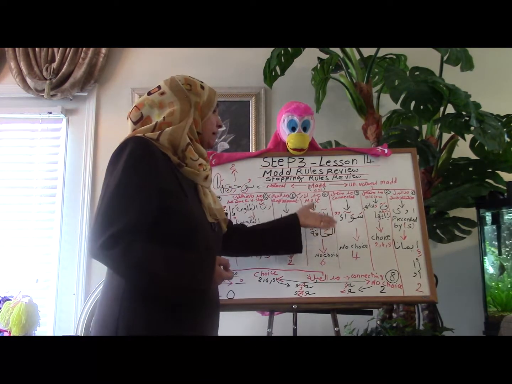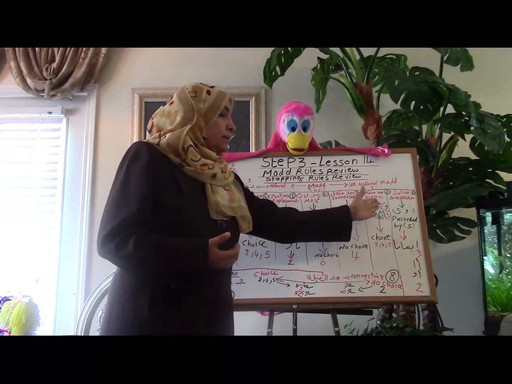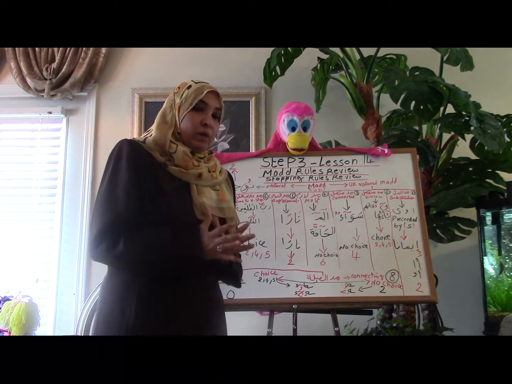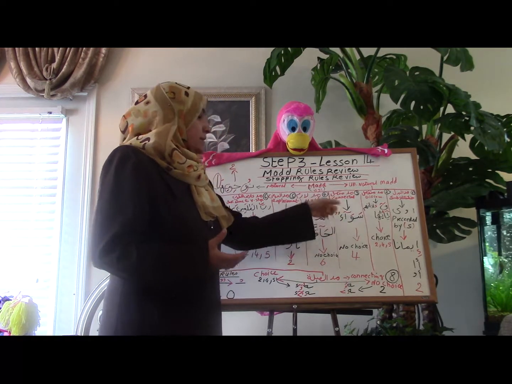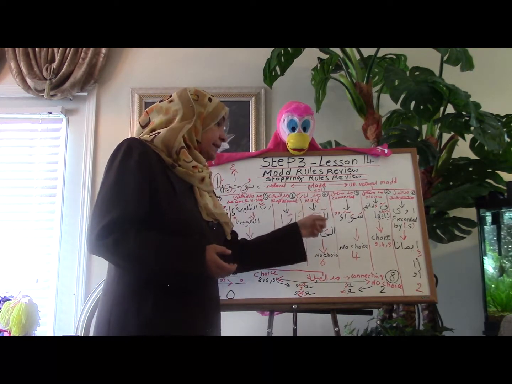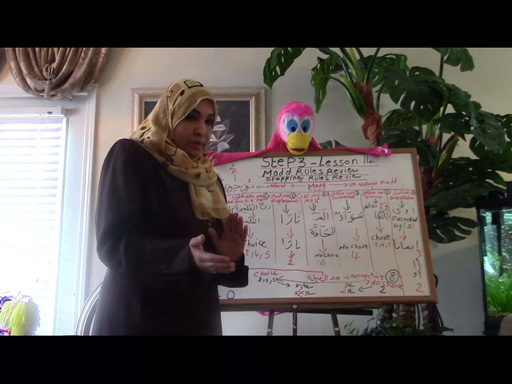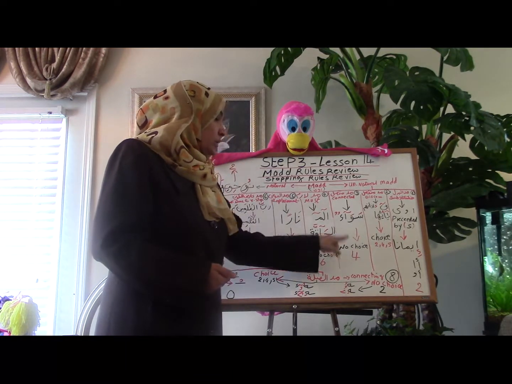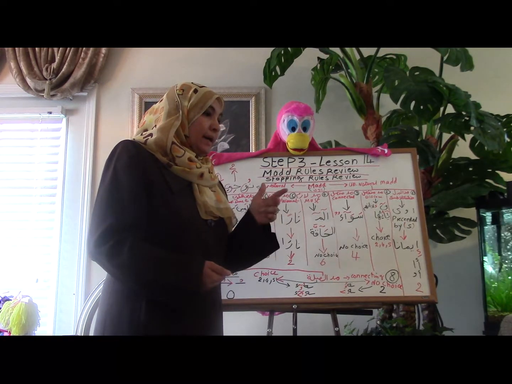The third type of mad is the mad muttasil, or the connected mad. It's different than the disconnected because the hamza and the mad letter come in one word. So in other words, the alif, waw, or ya will be followed by a hamza. The hamza will come after them in the same word, not in two different words. And in this situation, I have no choice but to elongate for 4 haraka. Sawa, sawa, and so on.